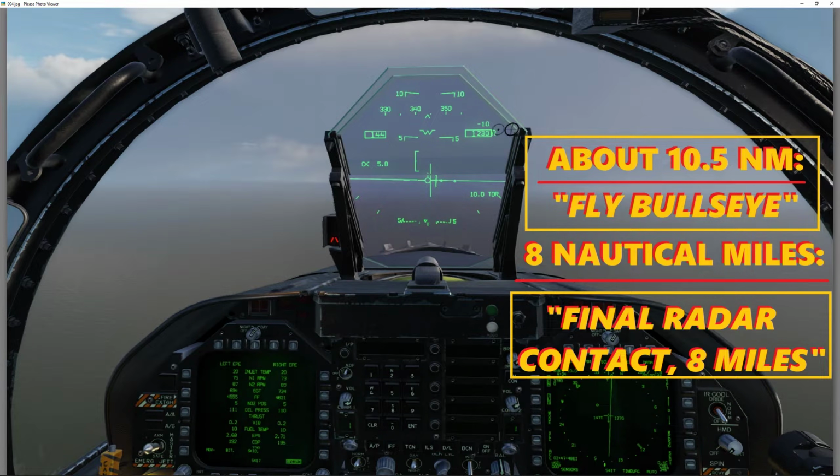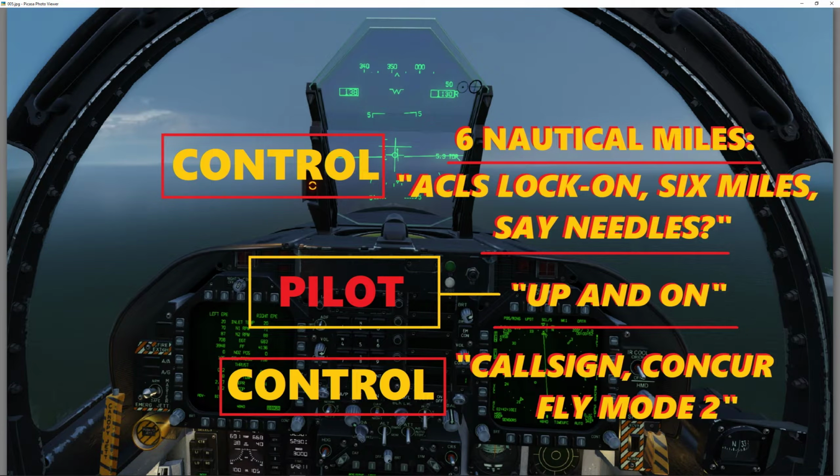So then you're flying along, and then you get to the 6-mile mark. And control is going to call you up, and control is going to say 6 nautical miles. He's going to say ACLS lock on, 6 miles, say needles, and then you respond with whatever you would do to correct. Let's say your needle's way over to the right and it's way up. You're going to say up and right, or up and over right.